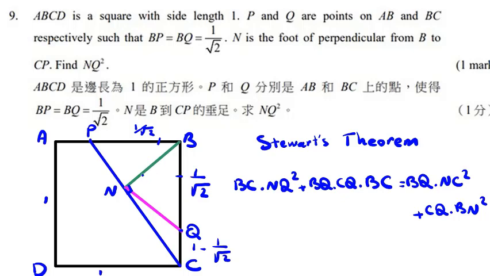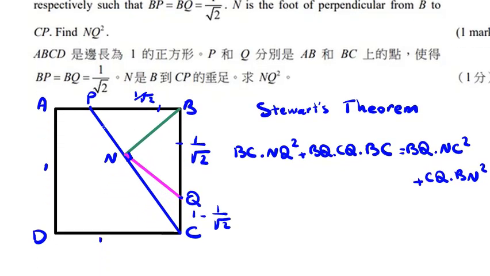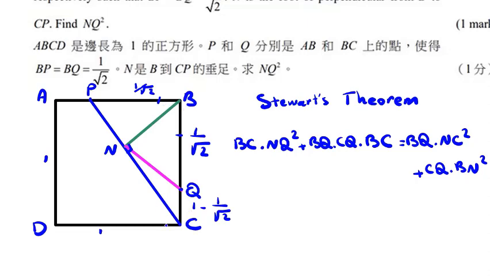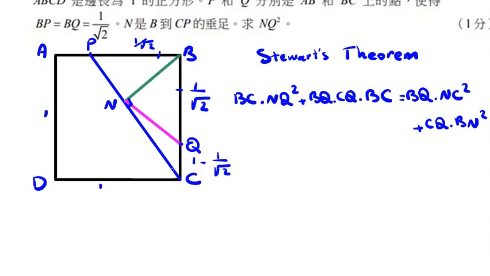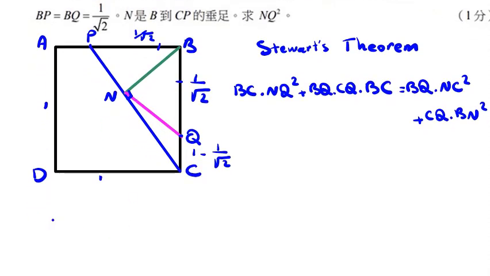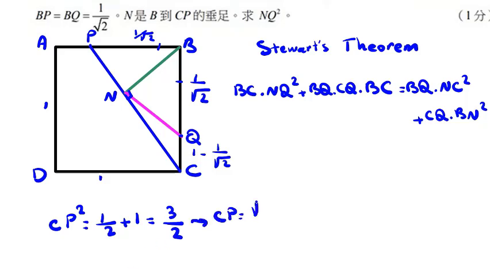If I want to find BN in this triangle, I know the area is this times this over 2. If we find CP, then we can find this altitude. Finding CP, we can easily do it by the Pythagorean theorem. So CP squared is 1 over 2 plus 1 squared, which is 1, so it will be 3 over 2. So CP is root 3 over root 2.